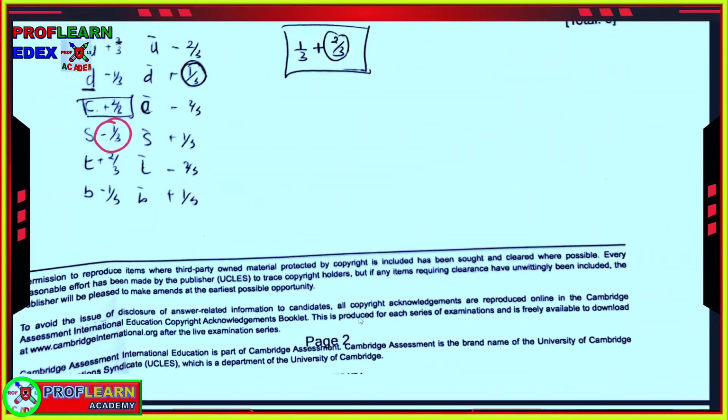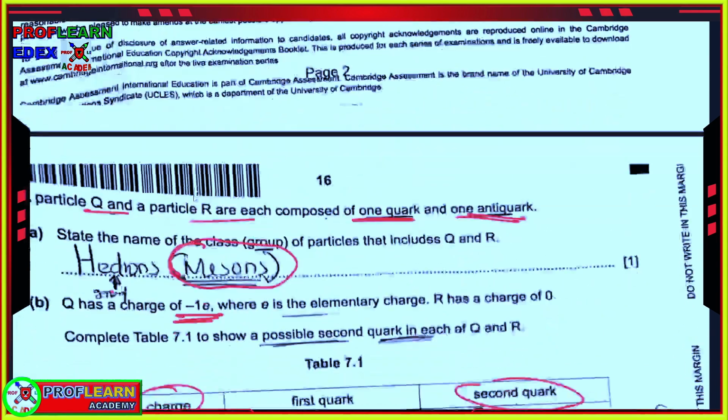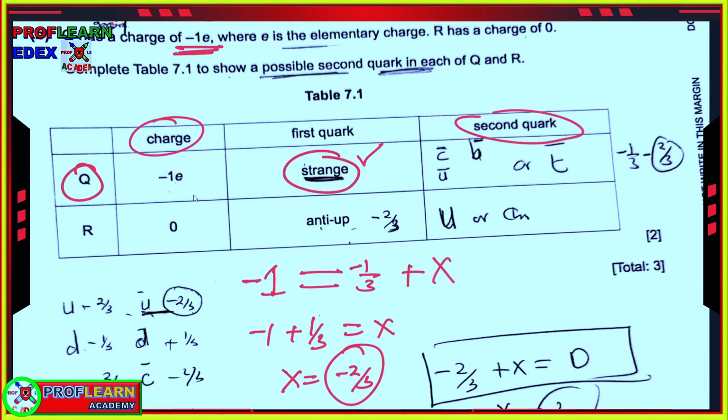So if you look at this, -2/3 could be anti-up, could be anti-charm, could be anti-top. It could be any of those particles in that particular case. So you can see it could be anti-charm, anti-bottom, or anti-top.